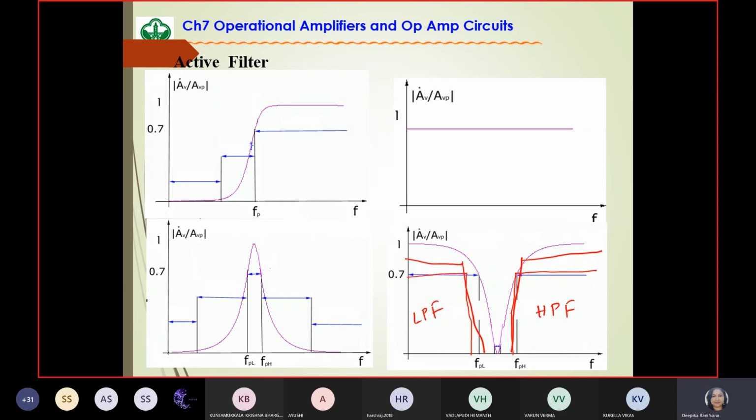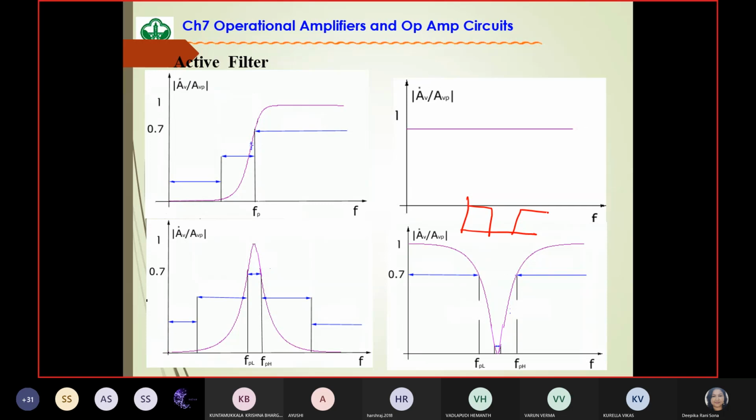Okay, I'm drawing the ideal response for this. Do you remember the ideal response for band pass? The ideal response is like this only. Pass band, and this is again the second pass band, and this is the stop band. I'm not telling you whether you are right or wrong. I'm expecting the answer from others also.